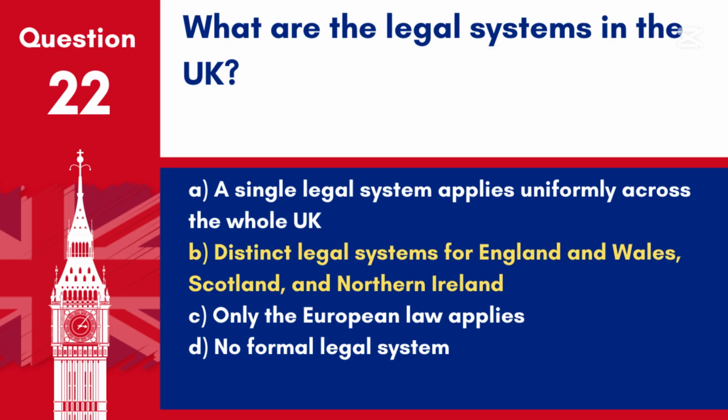Answer: B. Distinct legal systems for England and Wales, Scotland, and Northern Ireland. The UK has 3 separate legal systems, one each for England and Wales, Scotland, and Northern Ireland, each with its own courts and laws.